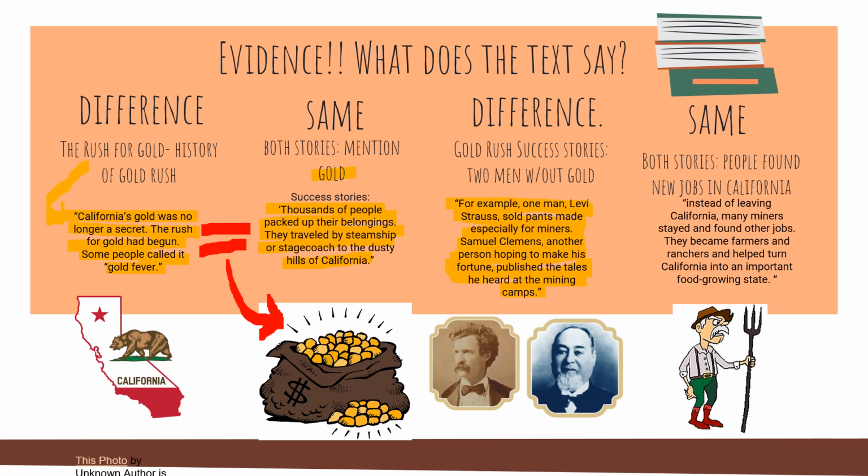Lastly, one of our other similarities was that both stories also mention how people found different jobs in California. This quote says, "Instead of leaving California, many miners stayed and found other jobs. They became farmers and ranchers and helped turn California into an important food-growing state." Now this quote comes from the rush for gold. It's showing us that even though people were going to California, because not a lot of people found gold, many other people had to find different jobs. And both of the texts talk about that.